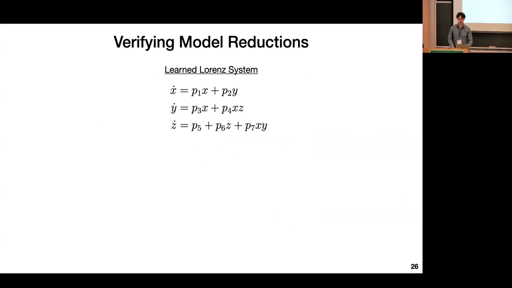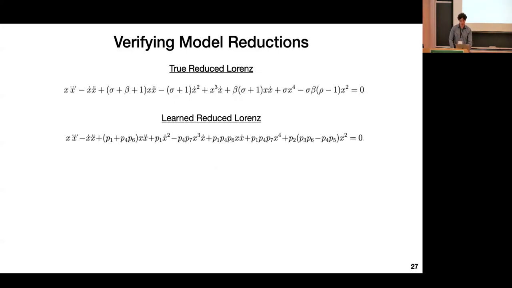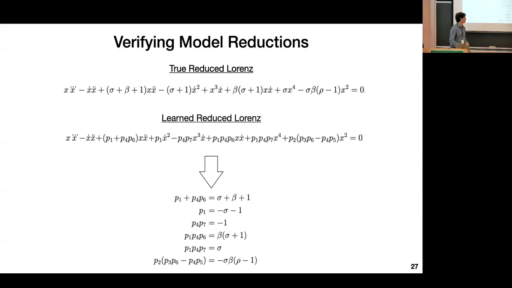So here we have a 3 variable model. We again eliminate y and z through these painful algebraic manipulations, and we end up with another higher order model. Okay, so now we're in a position to actually compare these side by side. And we see that all the terms that appear in the true reduced Lorenz model also appear in ours. So we can actually match the coefficients, which gives us this system of equations.